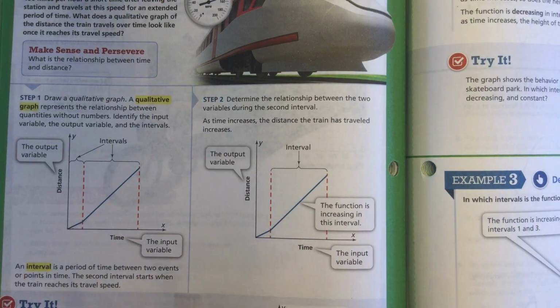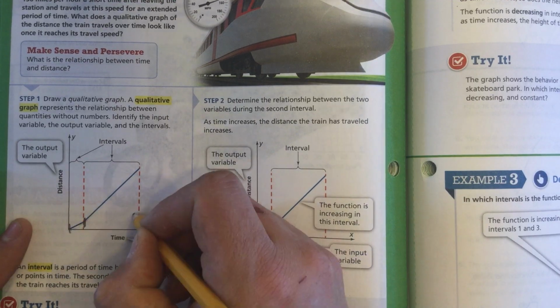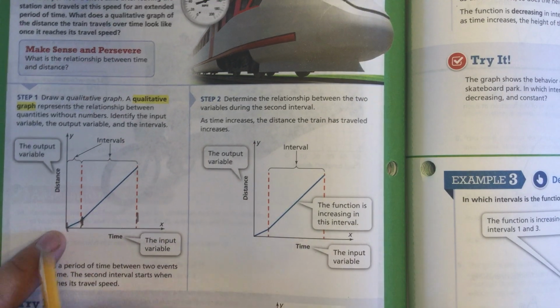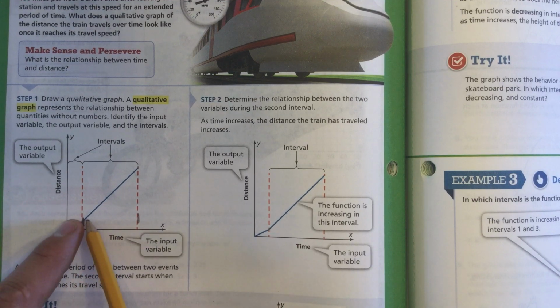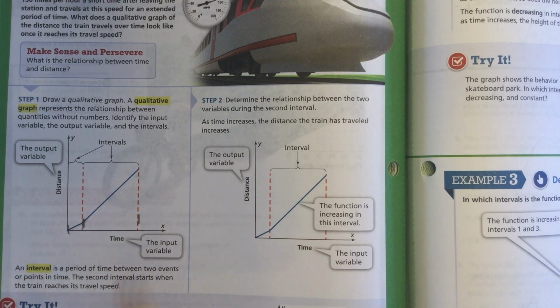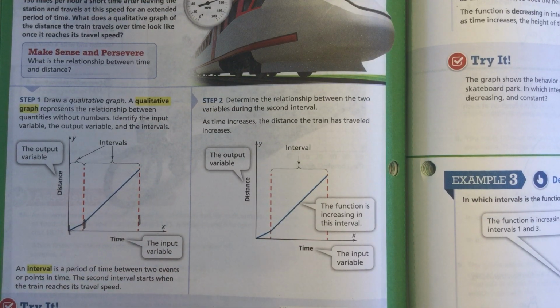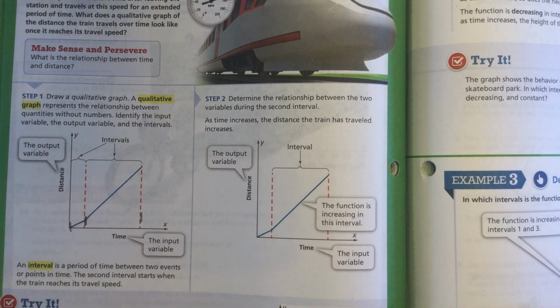So, identifying intervals, definitely from there to there, and then from there to there. Steady intervals are definitely different. This interval right here is definitely increasing, and that interval right there is definitely increasing, but there's a difference between them. An interval is a period of time between two events or points in time. The second interval starts when the train reaches its travel speed. So it gained speed, hit its speed, and then it was steady.